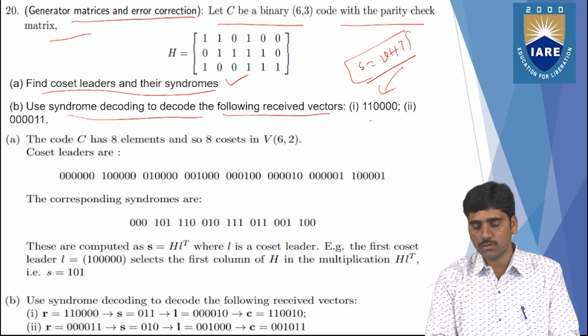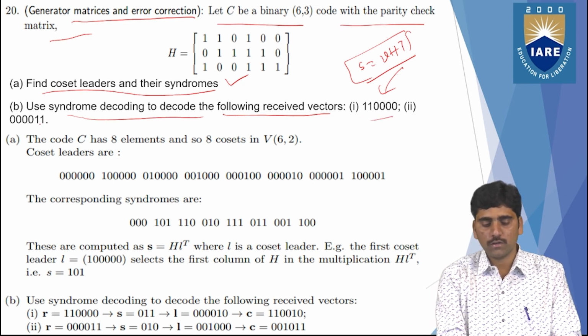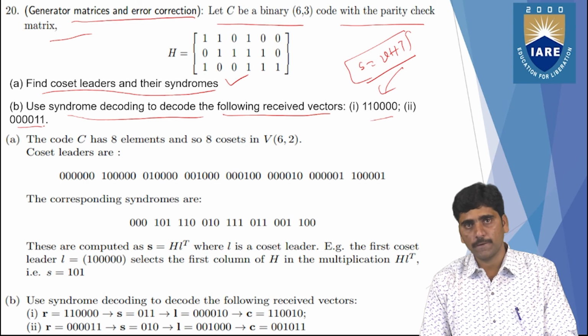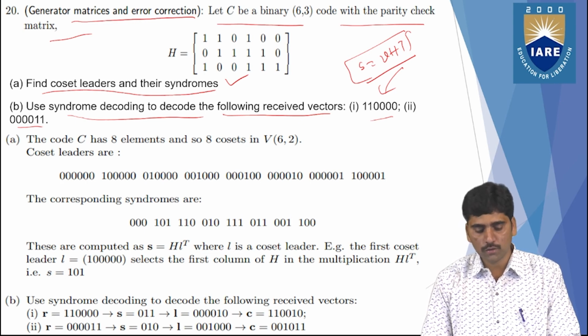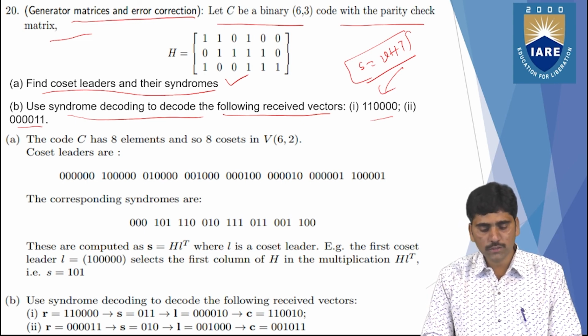So 110000, and the second one is 000011. So we need to decode them. How are we going to decode them?